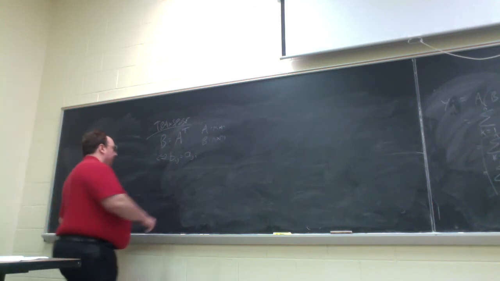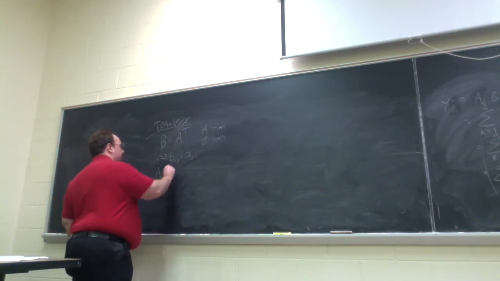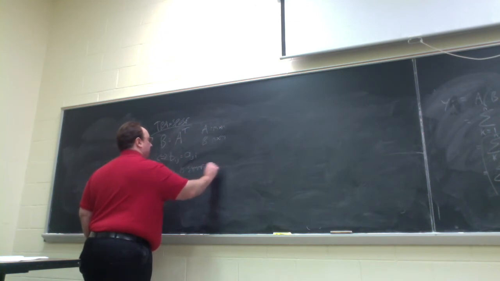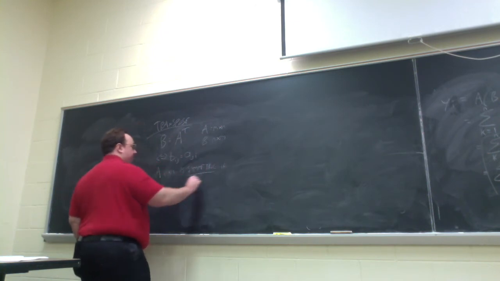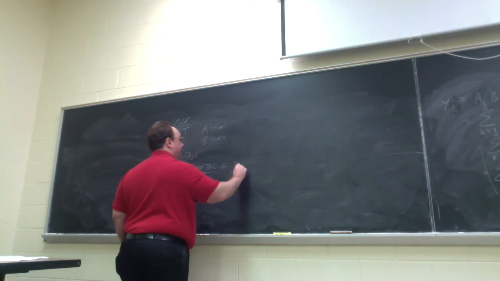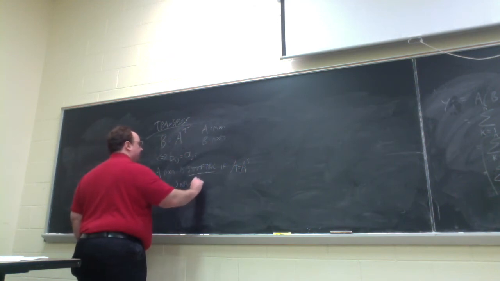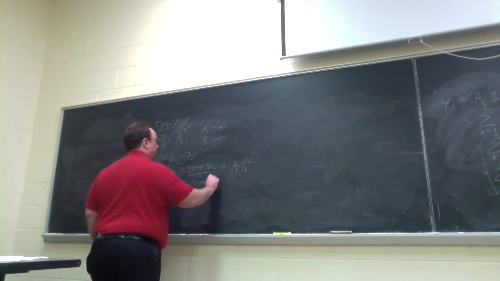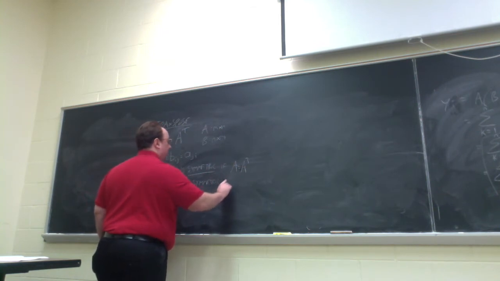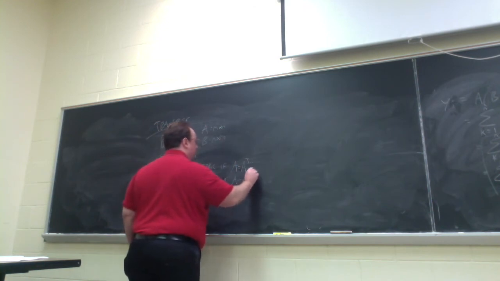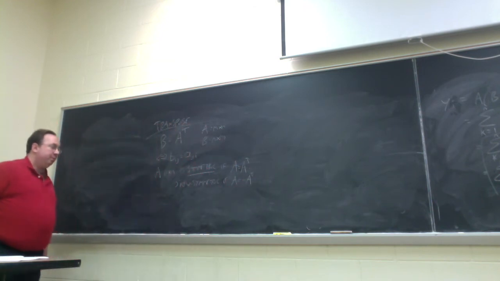Now, if A is an n by n square matrix, we say it's symmetric if A is equal to its own transpose. Also, we say it is skew symmetric, also known as anti-symmetric, if A is equal to minus its own transpose.